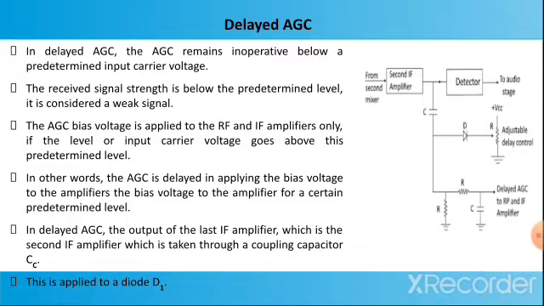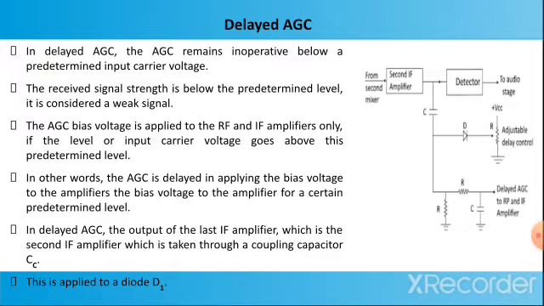In delayed AGC, the AGC remains inoperative below a predetermined input carrier voltage. If the received signal strength is below the predetermined level, it is considered a weak signal. The AGC bias voltage is applied to the RF and IF amplifiers only if the level of input carrier voltage goes above this predetermined level. In other words, the AGC is delayed in applying the bias voltage to the amplifiers until a certain predetermined level.